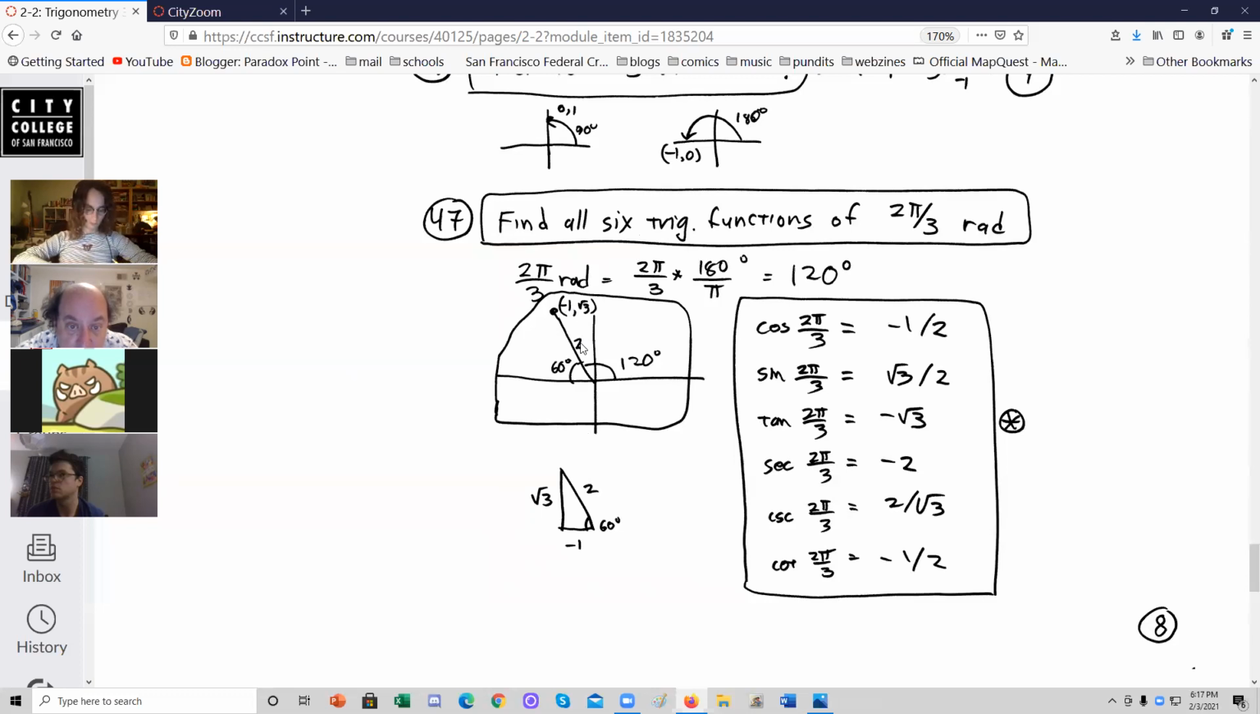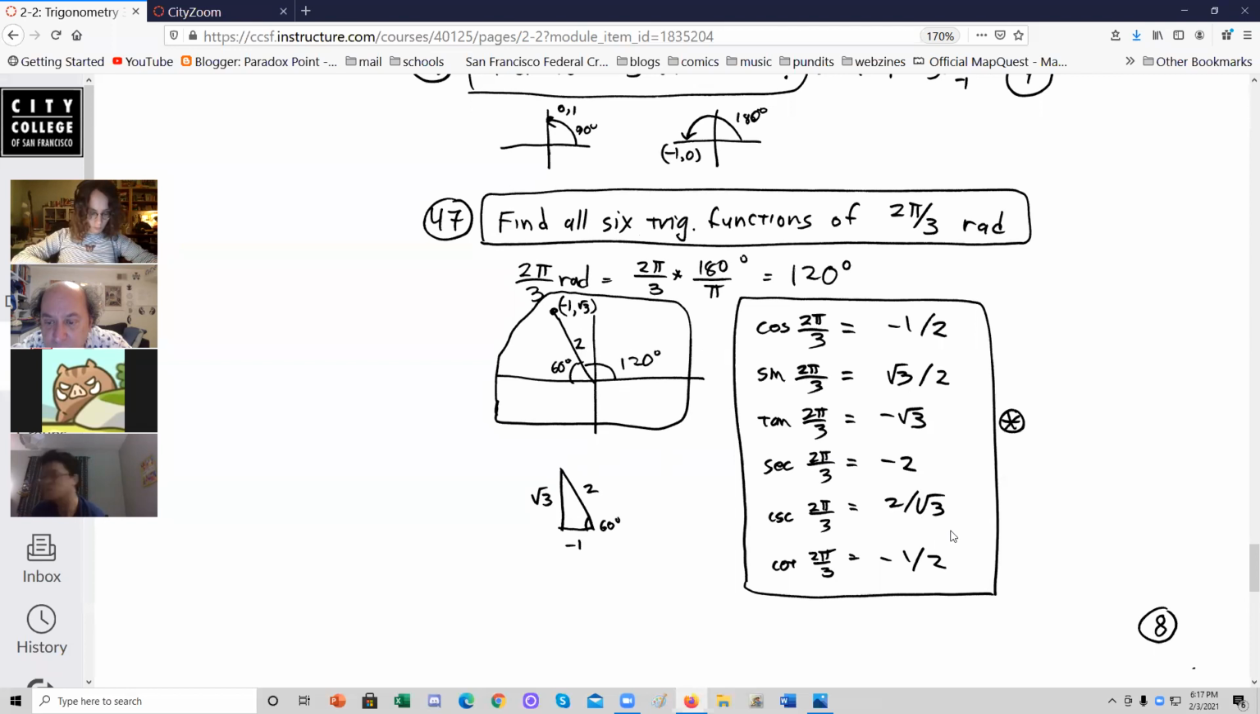So cosine is x over r, minus a half. Therefore, the secant is the reciprocal, -2. Sine is y over r, √3 over 2. Therefore, cosecant is the reciprocal, 2 over √3. Tangent is opposite over hypotenuse, so y over x. √3 over -1 is minus √3.